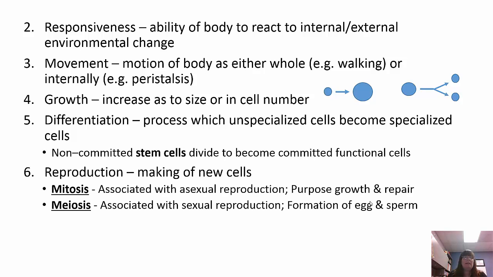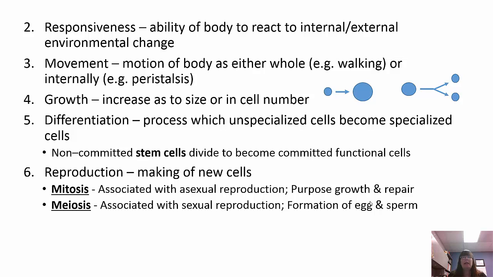Responsiveness is the second characteristic of life. It's your ability to interact with the environment, basically. You can respond to environmental changes. So if you go outside and all of a sudden it's really cold, your body's going to shiver in order to generate heat. Or on the other hand, if you go outside and it's really hot, your body's going to sweat to try to cool off your body. So you can react to those changes in the environment, whether it's internal or external. You can react to them.